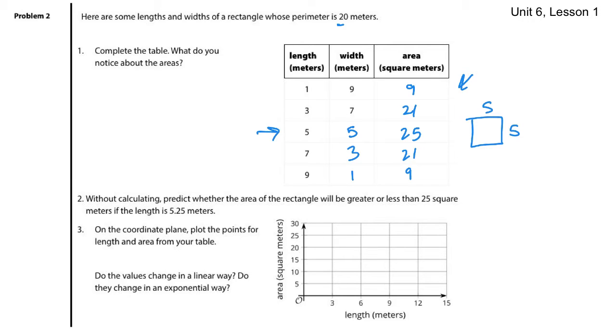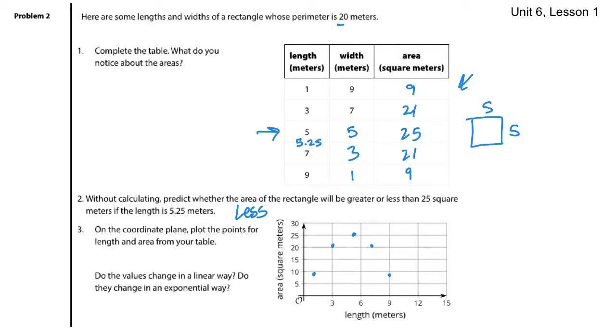Number two, I'm going to make a prediction and say that if my length is 5.25, so it's going to go somewhere right here, I'm going to predict that my area is going to be less than 25. If I do the math, we will find out that it is less, but that's my prediction based on what I see on the table.